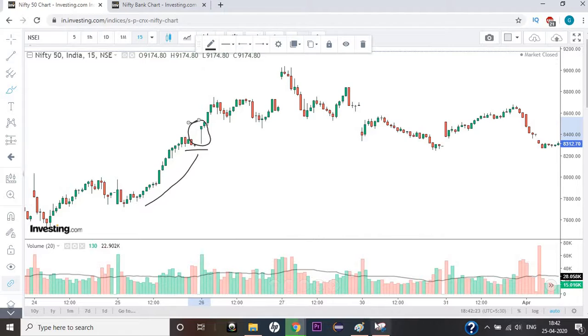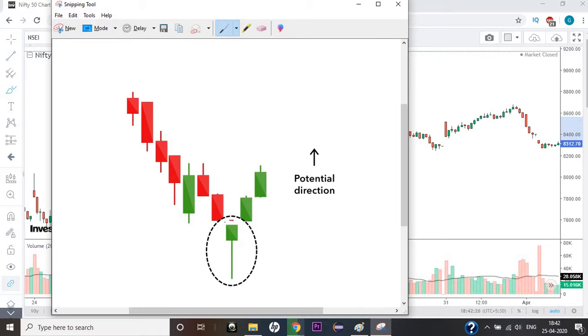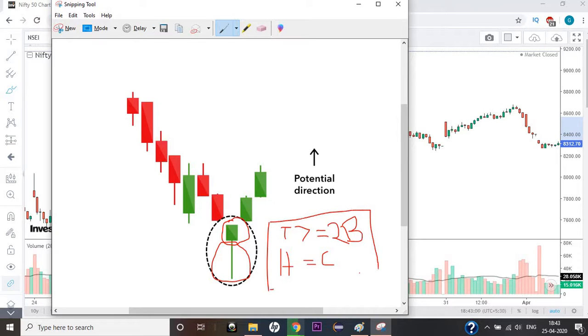Another key point to remember is that your tail should be greater than or equal to twice your body. That's one of the criteria. And the second criterion is you should not have any upper shadow, right? Your high should be your closing price. So these are the two conditions for a hammer candlestick, right? You should remember this, guys.